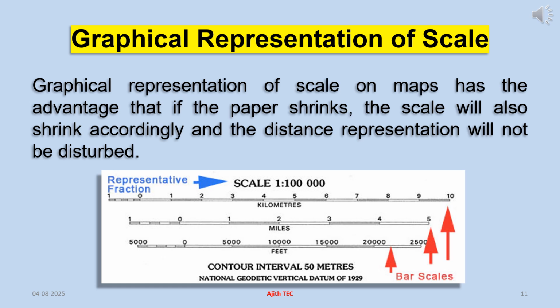Graphical representation of scale. A graphical representation of scale, also known as a scale bar or bar scale, is a visual tool used on maps and other drawings to show the relationship between distances on the drawing and corresponding distances in the real world. It's a line divided into segments, each representing a specific distance, allowing users to easily measure distances on the map and translate them to real-world distances. The advantage of this method is that if the paper shrinks, the scale will also shrink accordingly and the distance representation will not be disturbed.